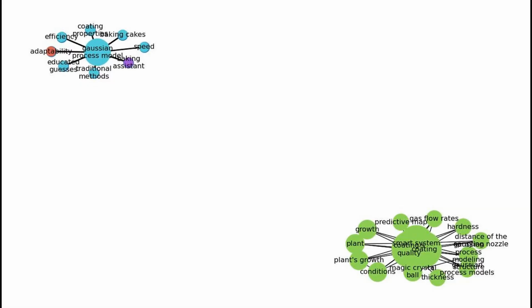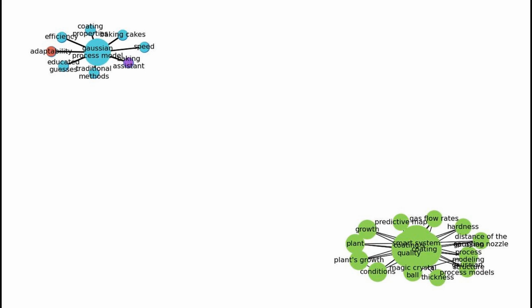The Gaussian process modeling structure is like using a magic crystal ball that helps us see how different factors influence the coating properties in atmospheric plasma spraying. To picture it, imagine trying to predict how a plant will grow based on various conditions, like sunlight, water, and soil type. Instead of just guessing, the crystal ball helps us understand the relationships between these conditions and the plant's growth. In atmospheric plasma spraying, there are many factors that affect the coating, such as gas flow rates and the distance of the spraying nozzle.